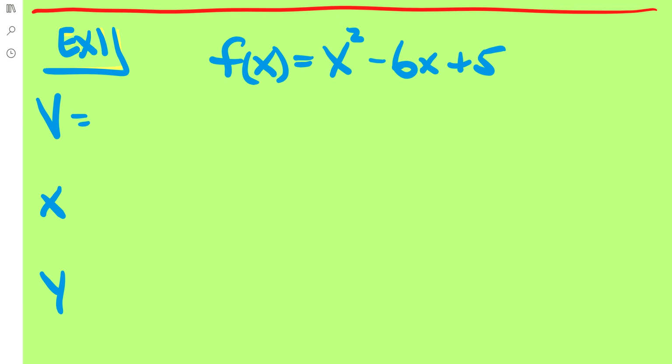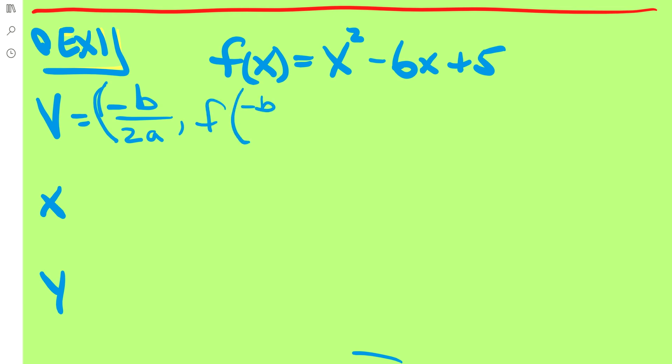So the vertex comes from negative b over 2a, comma, f of negative b over 2a. My pen's giving me a hard time here. How do I get these values?